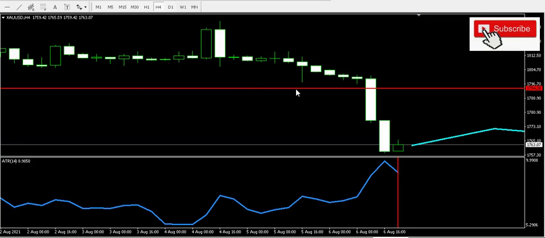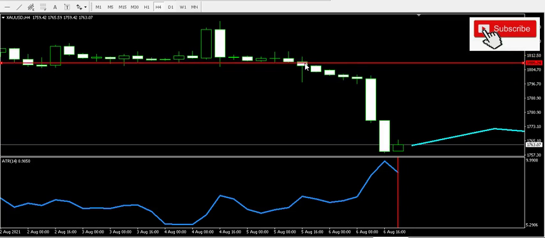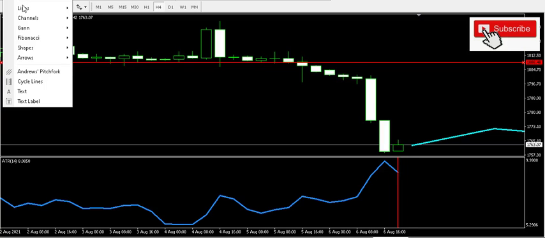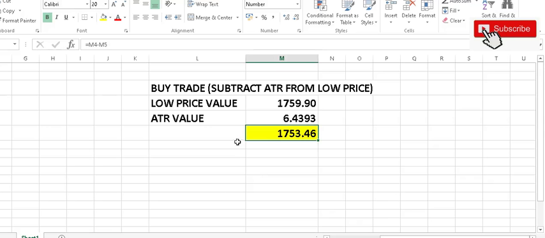You received information that you should place a sell after this bearish candle around here. I'm talking about this bearish candle. You received information that you should place a sell, and the close of the bearish candle is 1808.48, and you're told to place a sell trade. So what you do is go to your Excel sheet.